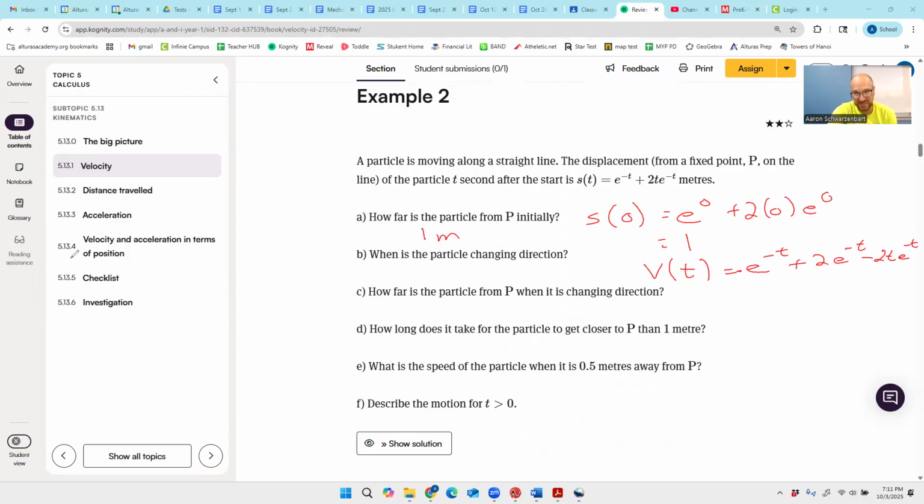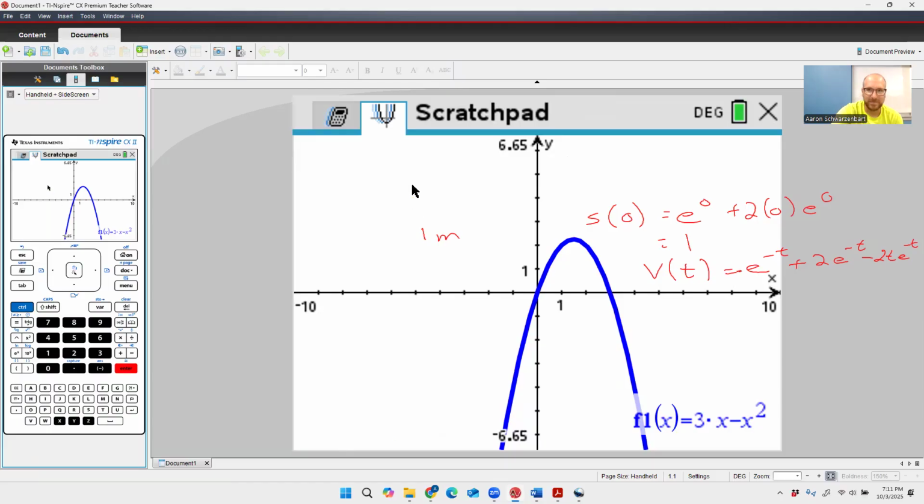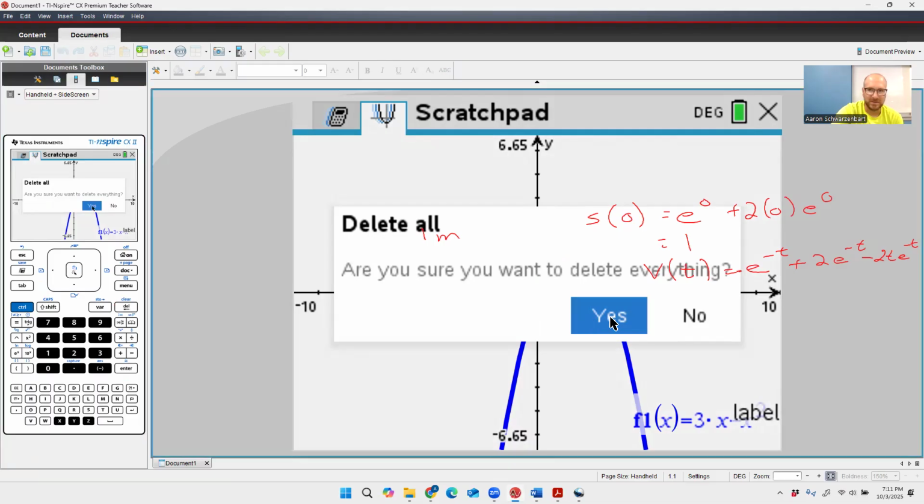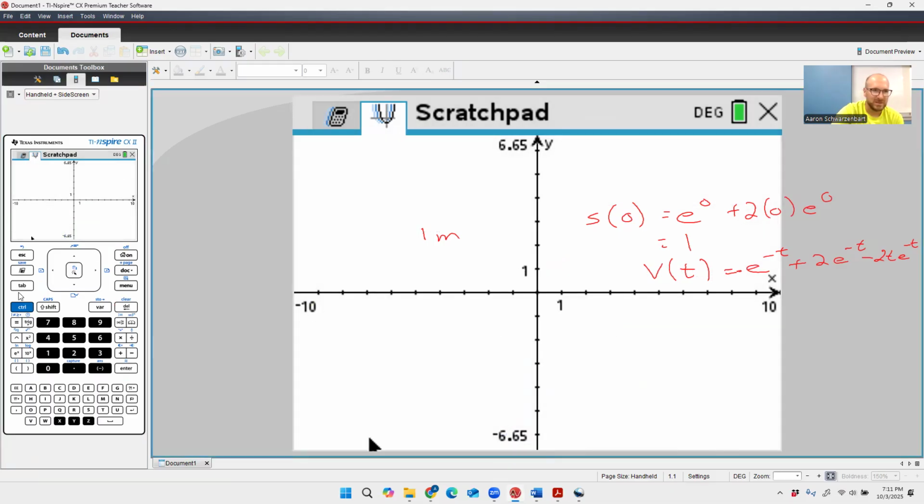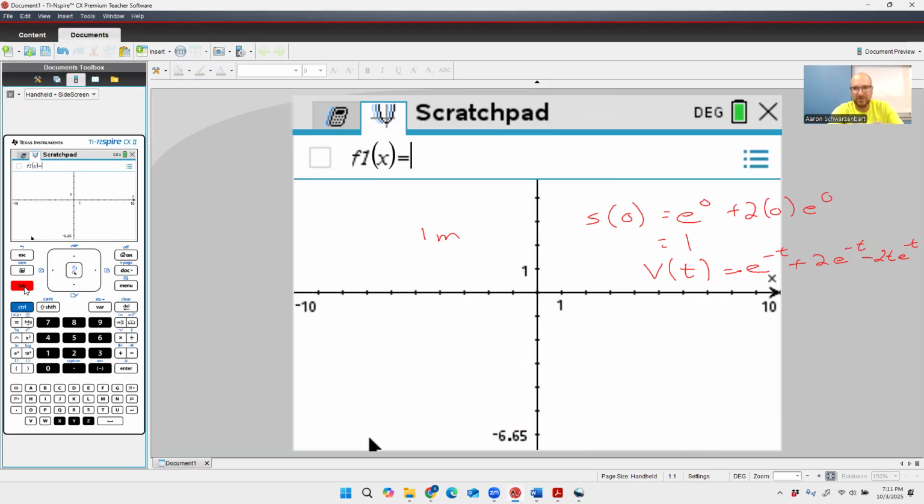If I want to know when it's changing direction, I want to know when that's 0. And I have no idea how to do that without a calculator. Maybe there's a way to combine it. Maybe I could factor out an e to the negative t and use a logarithm, but that seems like a hassle. So we're going to go to our calculator and graph it. I'm going to clear out my window. I will enter my equation.